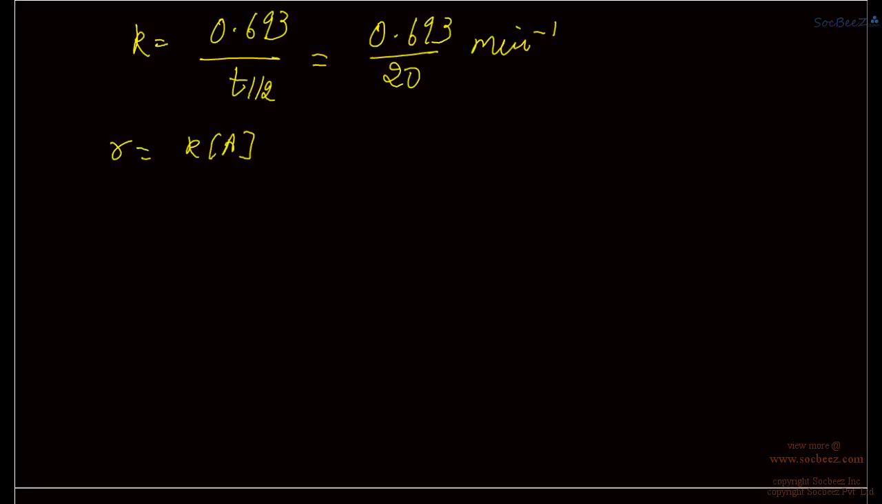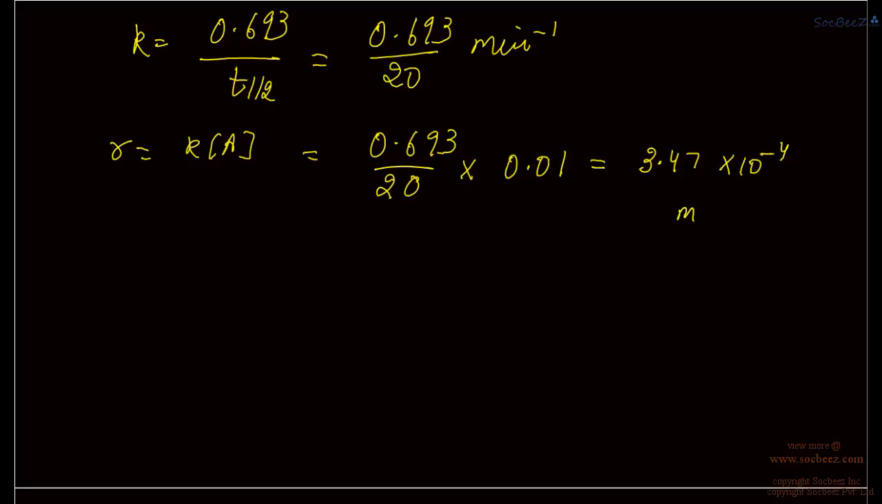So therefore rate equals K into concentration of A. Concentration of A is given to us as 0.01 molar. So from here rate equals 0.693 upon 20 into concentration of A into 0.01. So the rate comes out to be 3.47 into 10 raised to the power minus 4 mole per liter per minute.